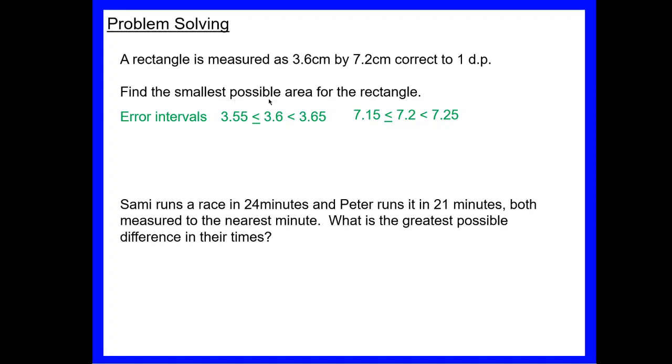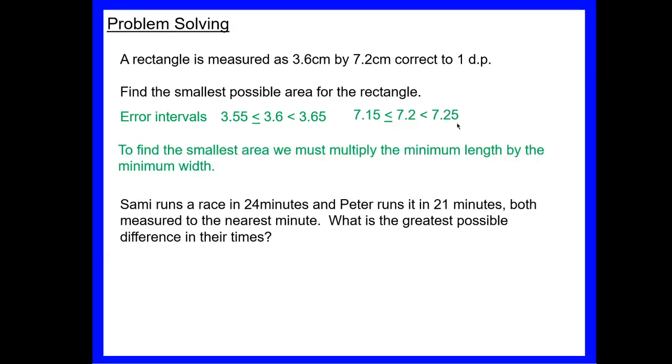Now we want the smallest area. So to find the smallest area, remember in a rectangle, we're multiplying the length and the width. So to get the smallest answer, I need to multiply 2 small numbers together. So we're going to multiply the 3.55 times the 7.15. Okay, and that gives us 25.3825 centimetres squared. So with multiplying, if we want the smallest number, we multiply the 2 smallest. If we want the biggest, we multiply the 2 biggest.